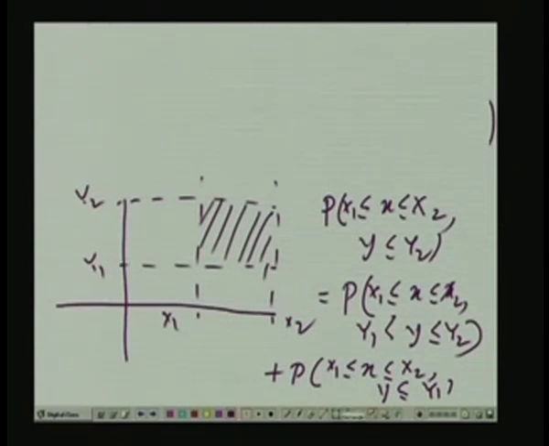So, in fact, I can write down the first component. What is it? F of x2 y2, that is this point, minus f of... the other component is, here, f of x2 y2 minus f of x1 y2. What is x1 y2? This point.